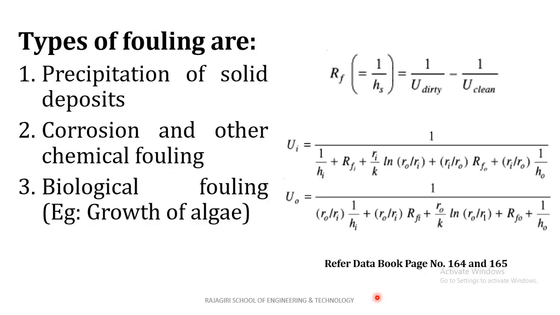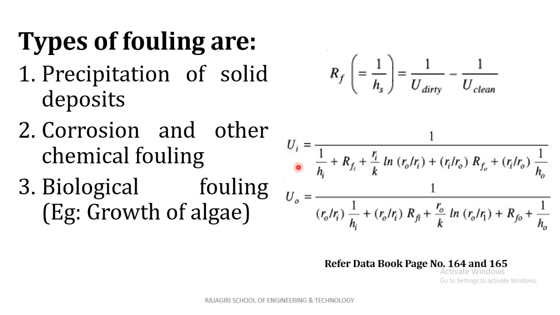There are three types of fouling that occur in a heat exchanger: precipitation of solid deposits, corrosion and other chemical fouling, and biological fouling like growth of algae. If we consider this fouling factor, it offers additional resistance to heat exchange in the heat exchanger, so it will deteriorate the performance.